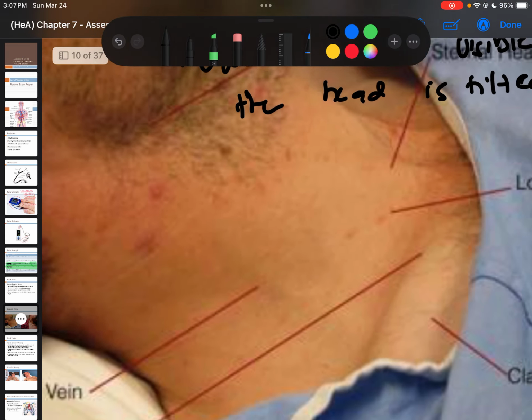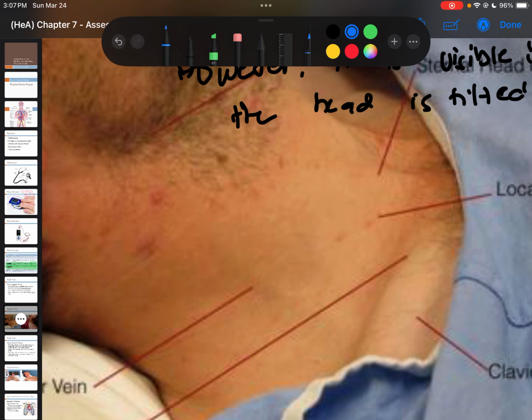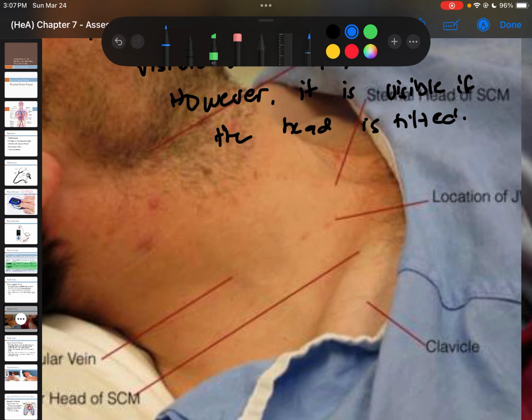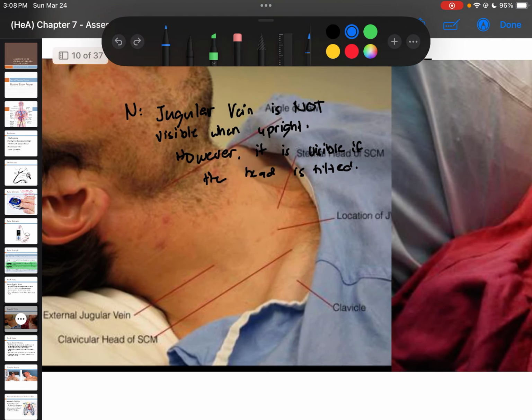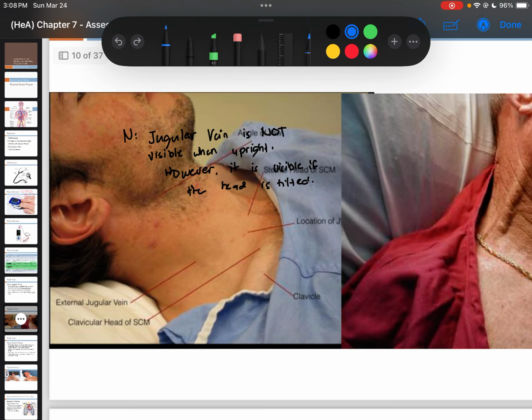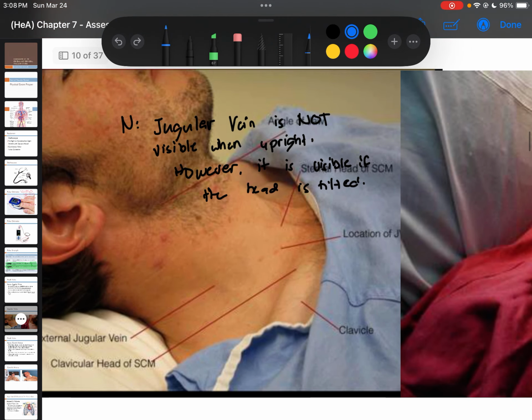As you can see, there is the pit. It's a very faint discoloration, but it is very obvious. There is a vein there. So normally, when they tilt their head, that is when you can see it as a nurse.